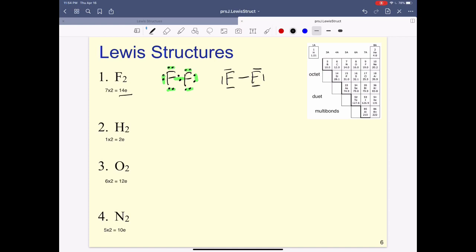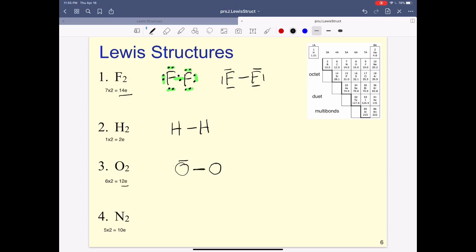Of course, hydrogen with only 1 valence electron, we would bond our hydrogen together using the 2 electrons to produce H2. Let's proceed to oxygen. You know that oxygen is in the 6th column of the periodic table, meaning 6 valence electrons. So for a total of 12, we'll draw oxygen with the bond in between the 2 oxygens and distribute the rest of the electrons.